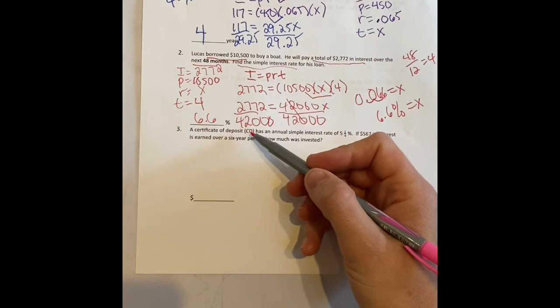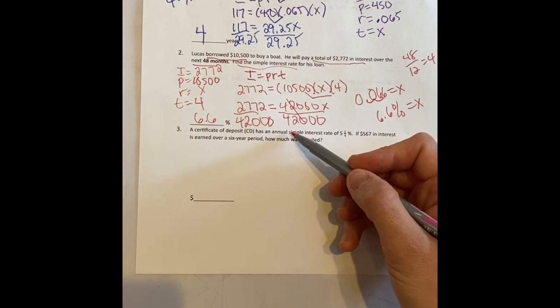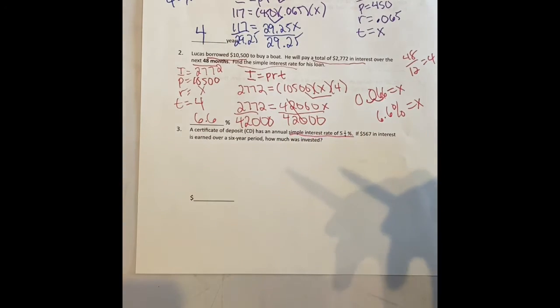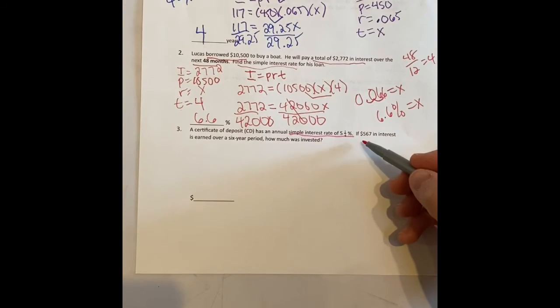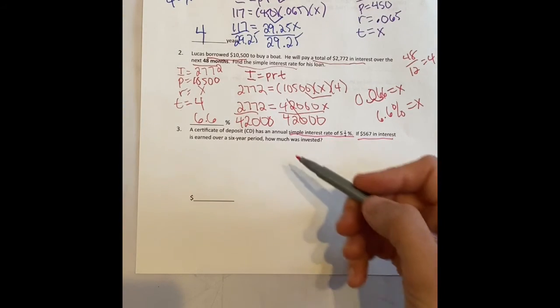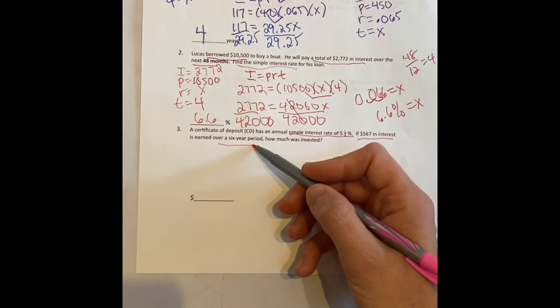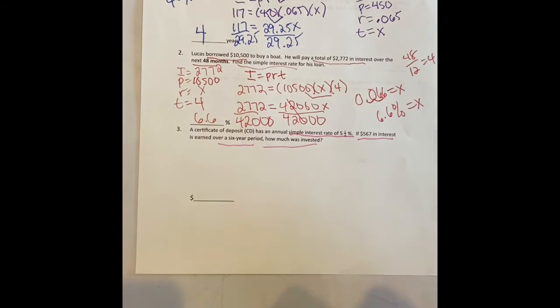Okay, and last example, number 3. A certificate of deposit, called a CD, has an annual simple interest rate of 5.25%. If $567 in interest is earned over a 6-year period, how much was invested?